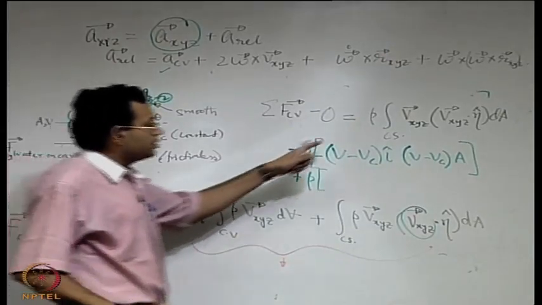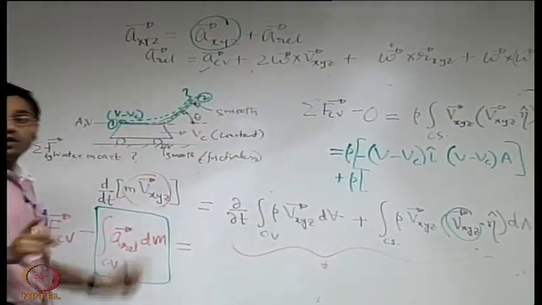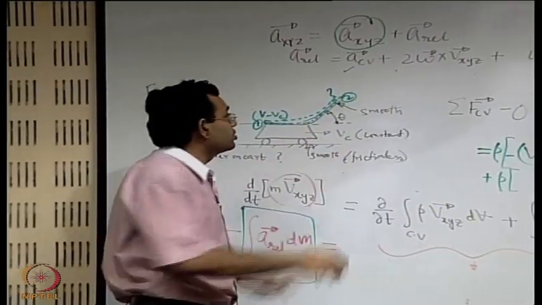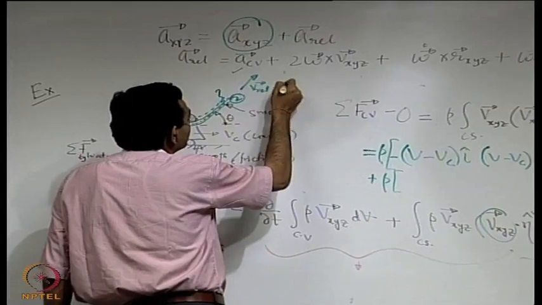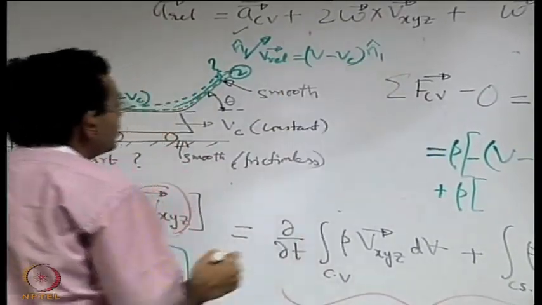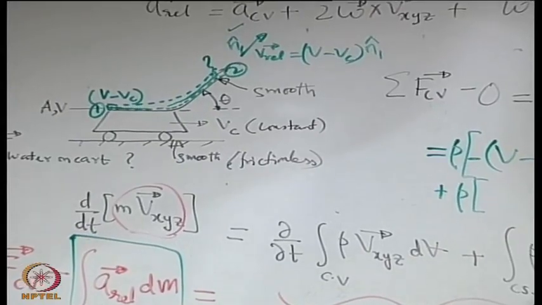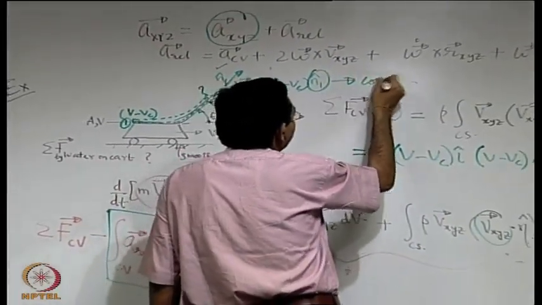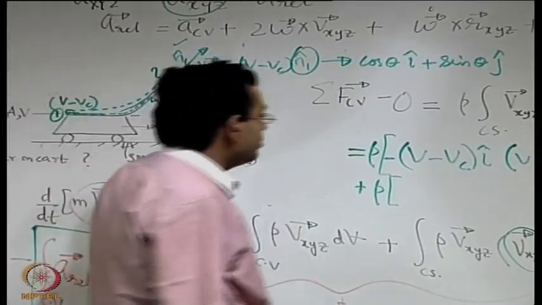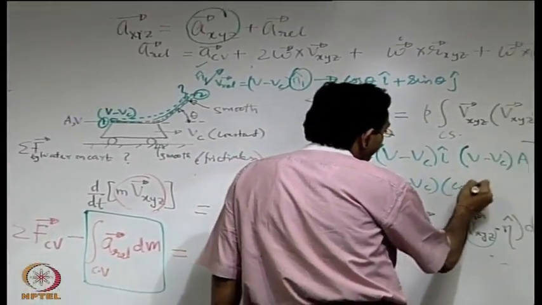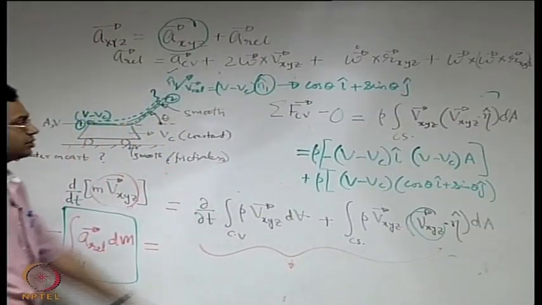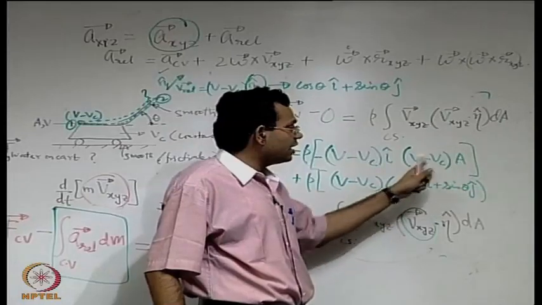Then for the outflow boundary, what do you have? V small xyz is V minus Vc in magnitude, because kinetic energy only bothers about the magnitude. So that is preserved, but it has changed its direction. So when it is coming out, the relative velocity is V minus Vc with this normal direction, say n1. And what is this n1? Cos theta I plus sin theta j. So it will become V minus Vc times cos theta I plus sin theta j. And what about the V relative into A term? Positive A into V minus Vc.